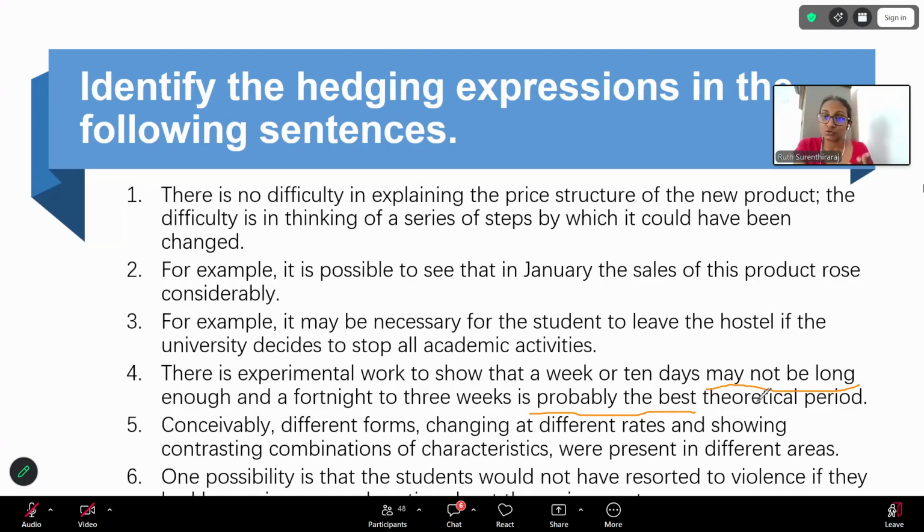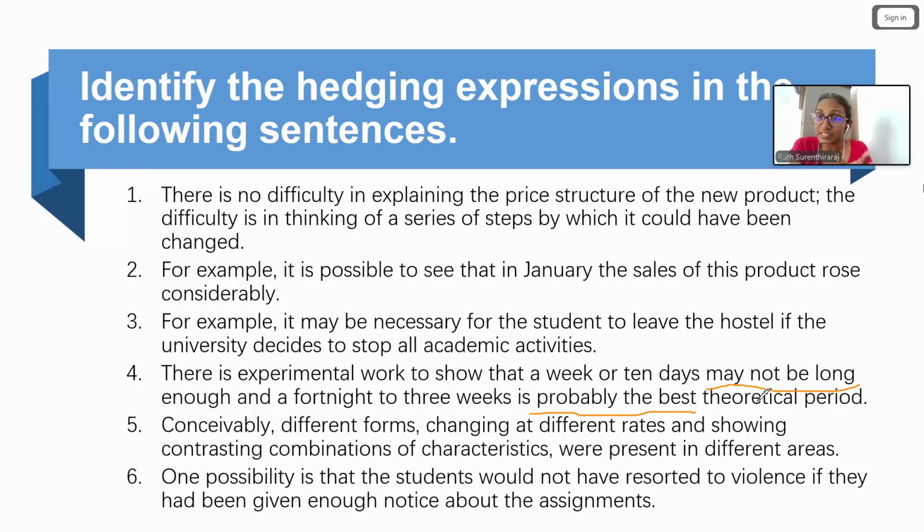Two hedging expressions, both used quite well. One is trying to show us that the previously assumed period of time, a week or 10 days, may not be long enough, right? That's important to start by claiming that, okay, previous research has said this, but we are disagreeing that it may not be enough time. And a fortnight to 3 weeks. Do you know what a fortnight is? Anyone knows what a fortnight is?